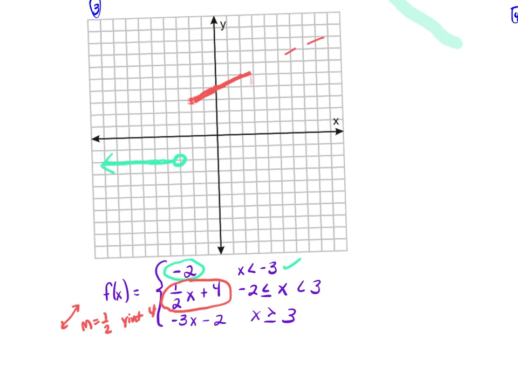And what should be at the ends of my red segment? What should my dots look like? -2 is closed. And +3 is what? Open. Good.